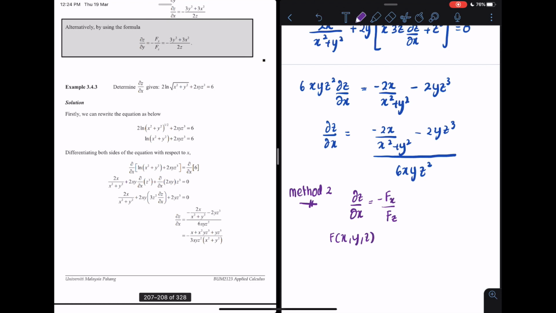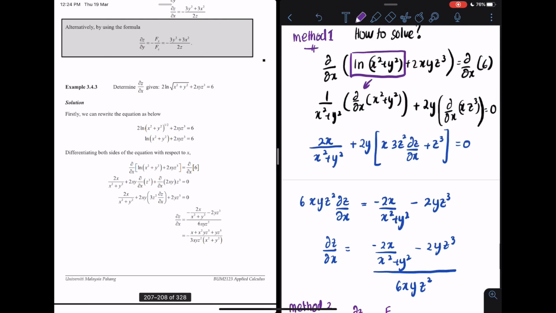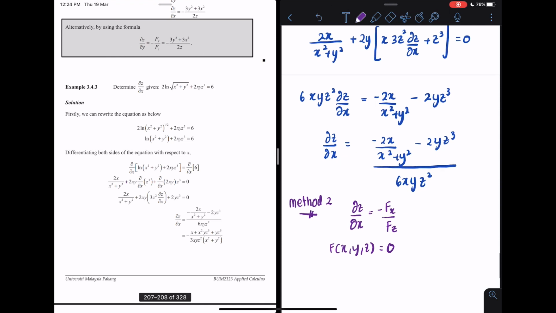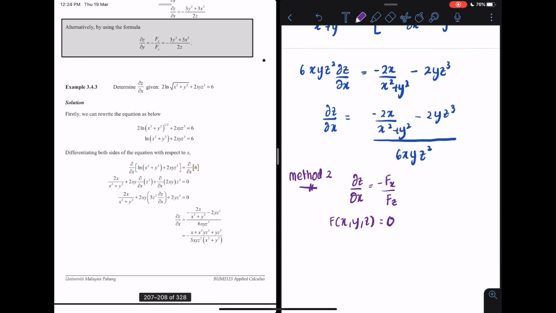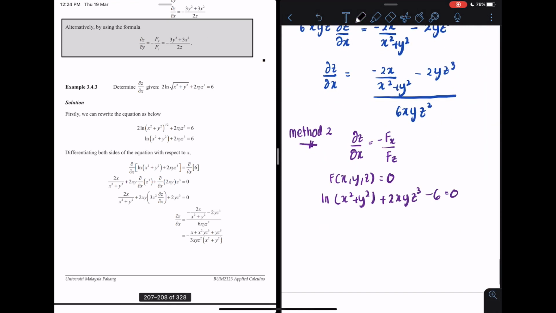F(x, y, z) is equal to 0. So I will try to rewrite the equation. Then I will get ln of x squared plus y squared plus 2xyz cubed minus 6 equal to 0. Therefore, I have to determine partial derivative with respect to x, where I will treat y and z as a constant. In this case, I will get 1 over x squared plus y squared.